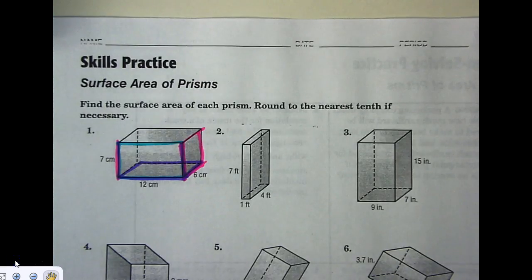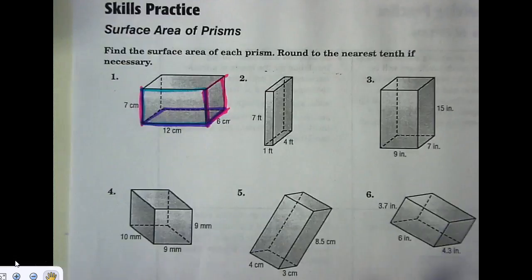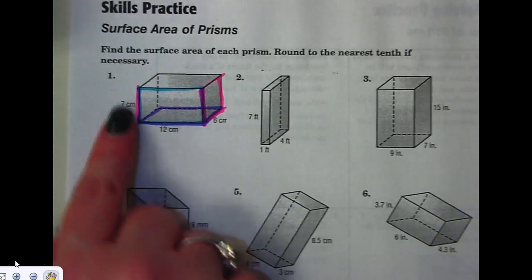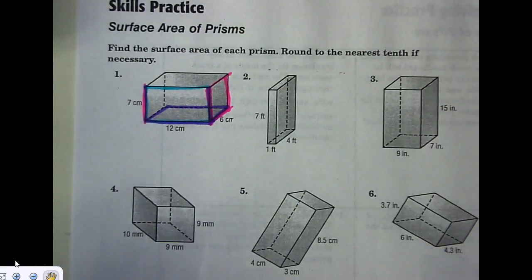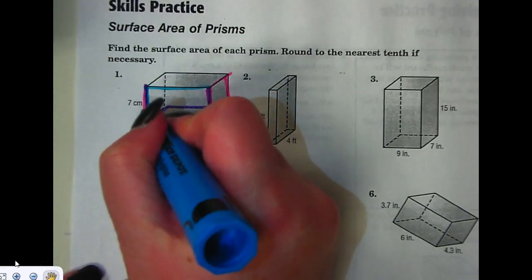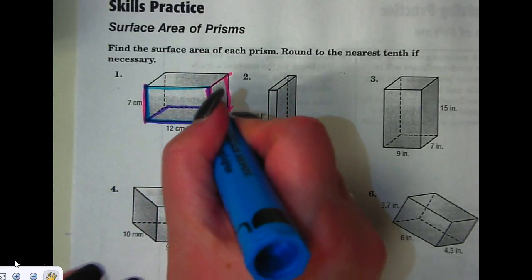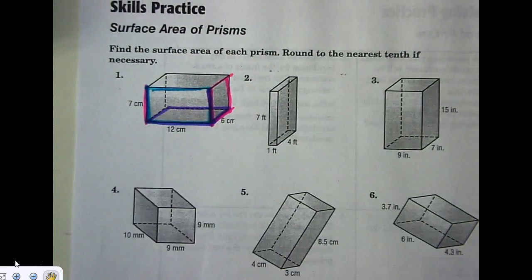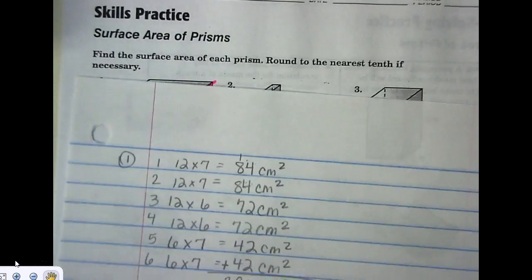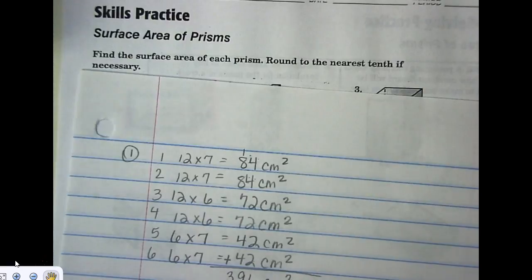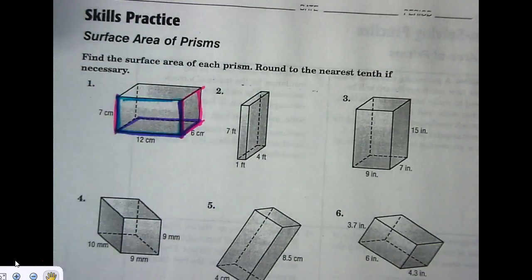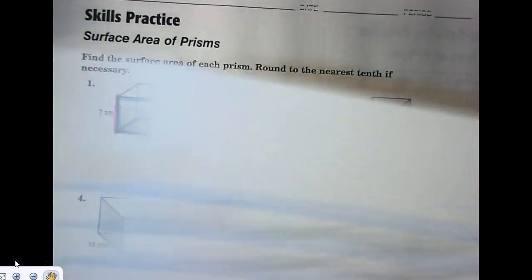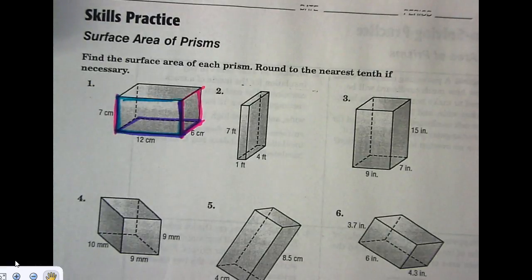All right, so let's look at our skills practice. If we start with the blue where it's facing us, what are the dimensions if this is facing us? 12 times 7. Now, I would assume that you don't have enough room to do all your math here, so I did my math on a separate sheet of paper. I do expect to see the numbers that you are multiplying together to get your answer. Don't tell me your calculator did it. Your calculator did not do it until you told it the numbers.